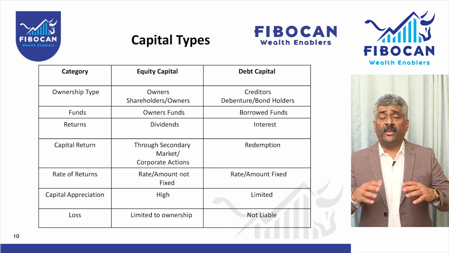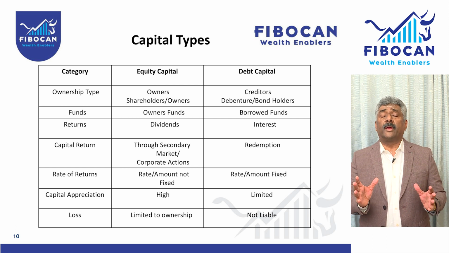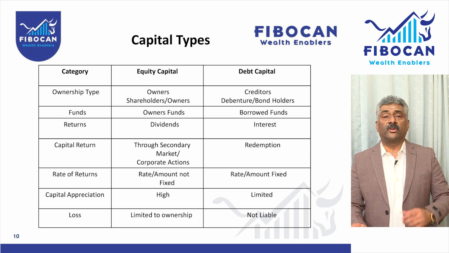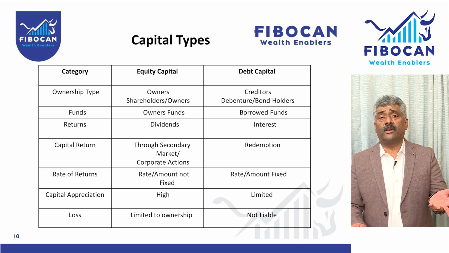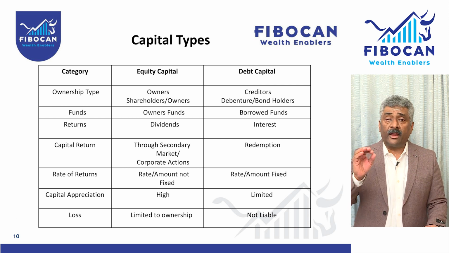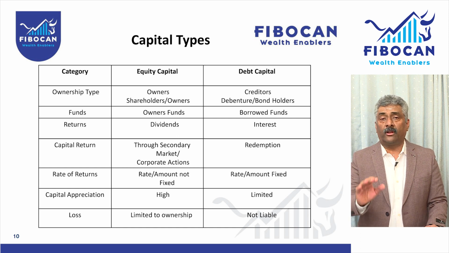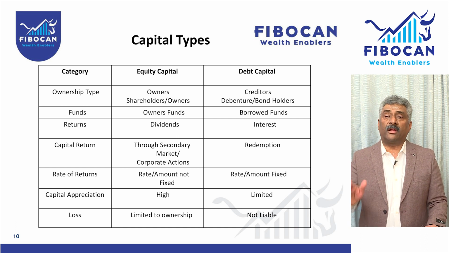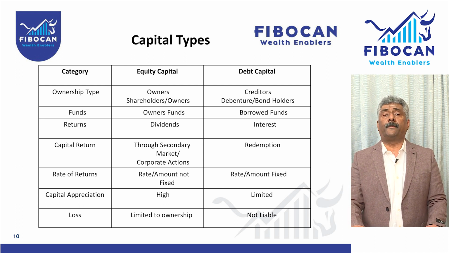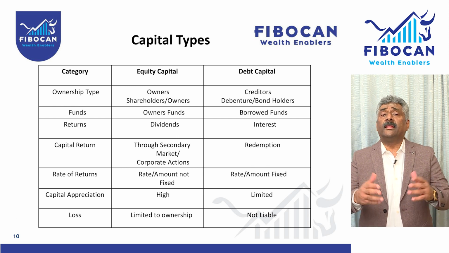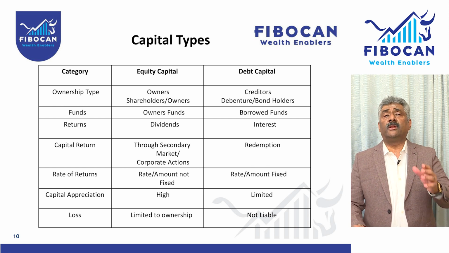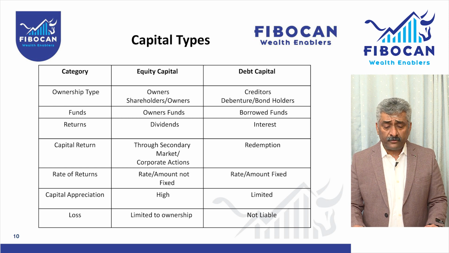Rate of returns: in the case of equity, the rate of returns is not fixed. Why? Because after repaying everyone, the balance available goes to the shareholders. If there is no profit available, they will not get anything. Whereas, whether a company makes profit or loss, the rate of interest that they told at the beginning of issuing the bond has to be paid to the bond holders. Hence, it is fixed and known upfront. Capital appreciation is high in equity. In the case of bonds, it is restricted because they will get only the interest that is agreed upon.